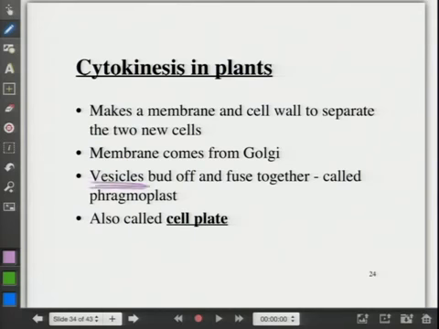Vesicles, Dr. Stein loves her vesicles. And so that membrane comes from the Golgi, right? Vesicles bud off, they layer themselves, pop open onto that new cell wall, create that new membrane on either side of that new cell wall.